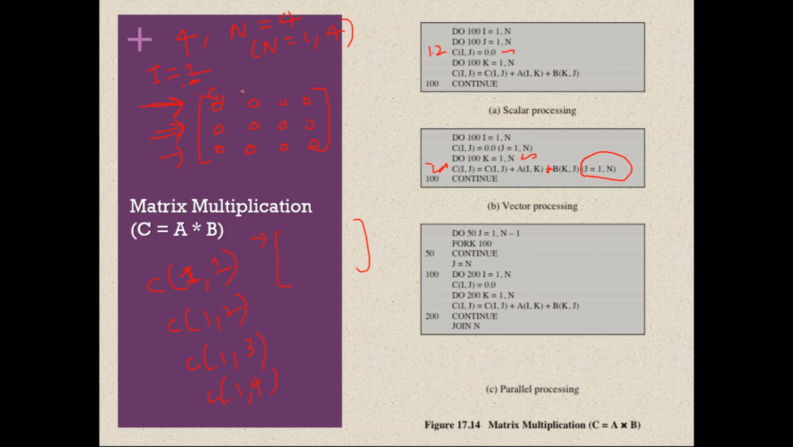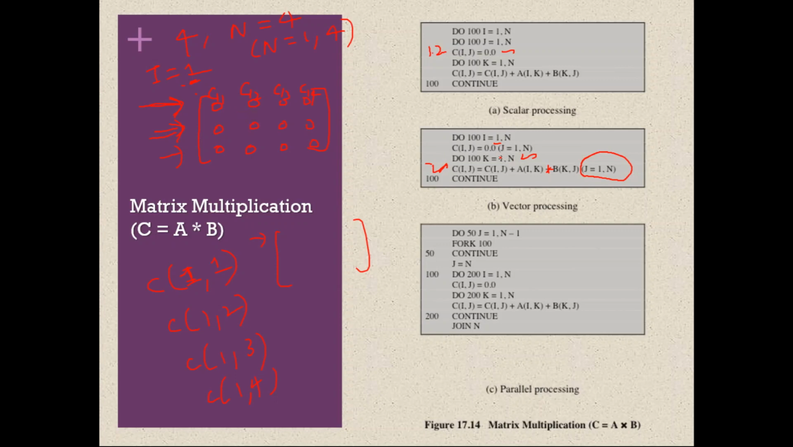This value is C11 in the resultant matrix. This is C12, this is C13, this is C14. Because I is the same, 1, but the column index is changing, but all these are calculated in one stretch. Are you getting? Because it provides vector computation.